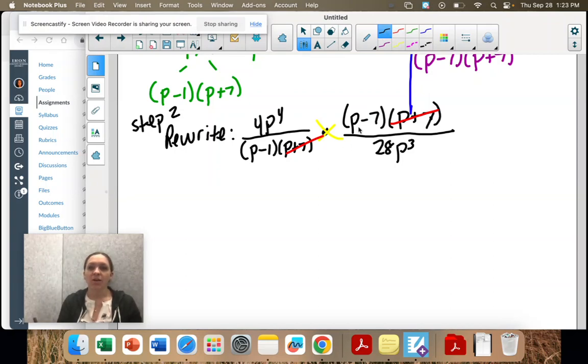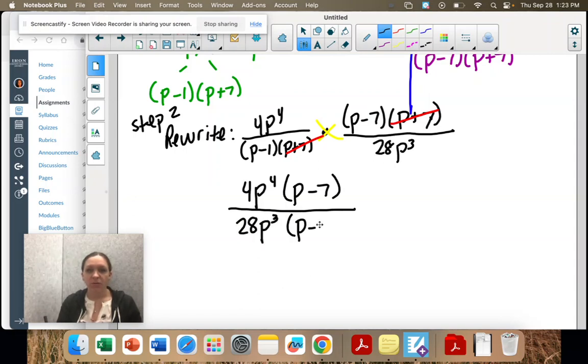So look on the top. Now I have 4p to the 4th, p minus 7. And then on the bottom, I'm going to write this first because multiplication, it doesn't matter. 28p to the 3rd over p minus 1. So we could have cross-canceled up here, 4 over 28. These both divide by 4. Right? It's going to leave 1 and 7. So you could have done that up there.